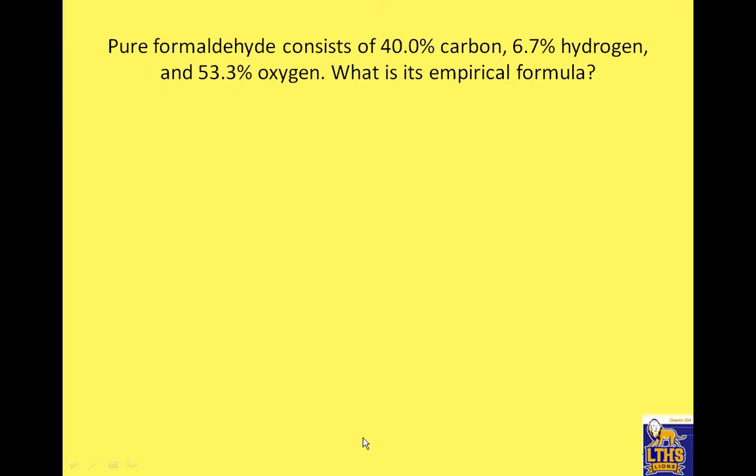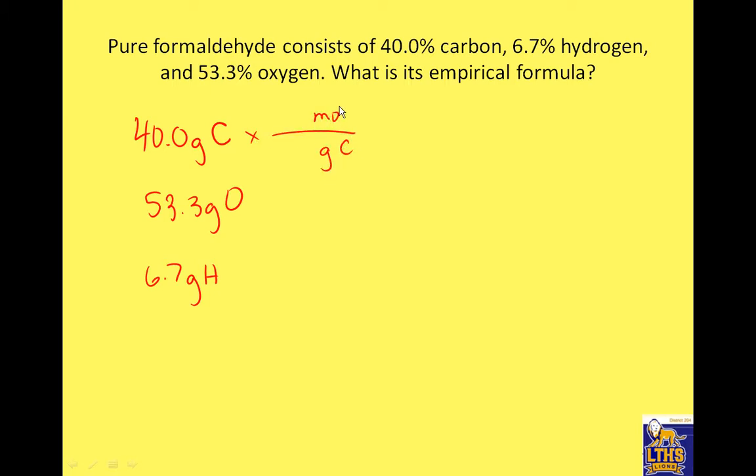Let's do another one. Pure formaldehyde is 40% carbon, 6.7% hydrogen, 53.3% oxygen. What's the empirical formula? Well, first step is we have to use moles. So we can pretend we have 100 grams. So then we have 40.0 grams of carbon, 53.3 grams of oxygen, and 6.7 grams of hydrogen. But in order to do an empirical formula, we need these in moles. So grams of carbon to moles of carbon. Where am I going to go get the grams?